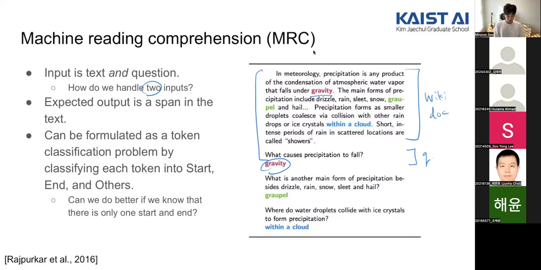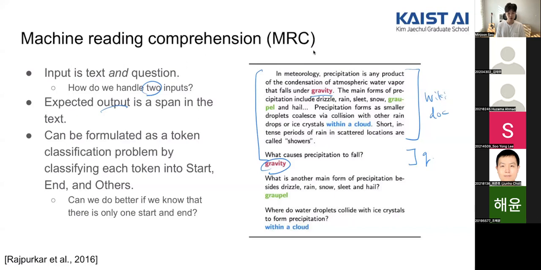So how about the output? Well, it's actually a bit easier problem than NER, right? Because in NER, you have to handle the issue of having multiple possible spans in the text document. But here, we know that there will be only one answer, or we want the model to output only one answer. Then that means there are several ways to do this. One is we can still use BIO tagging. So beginning, intermediate, and others.